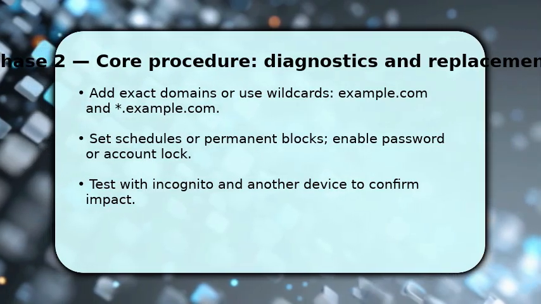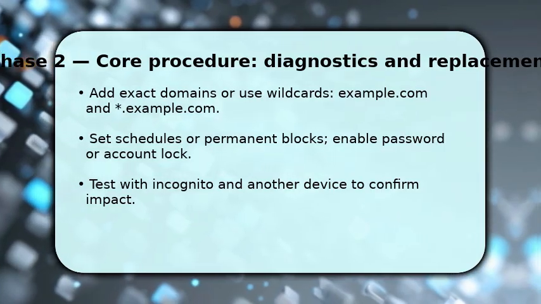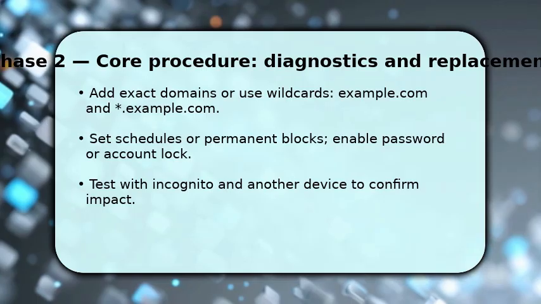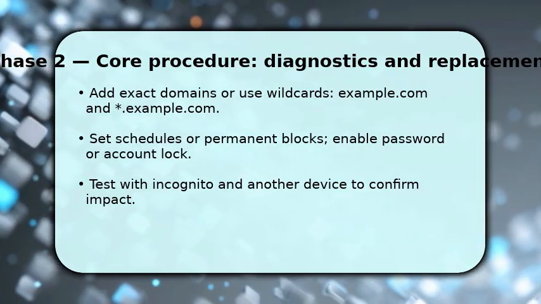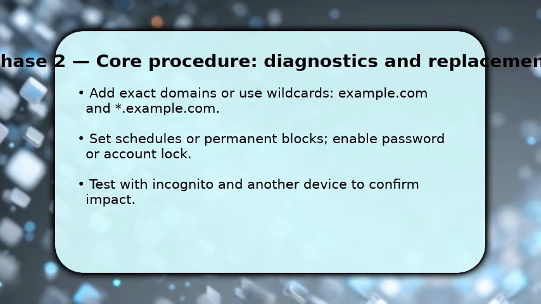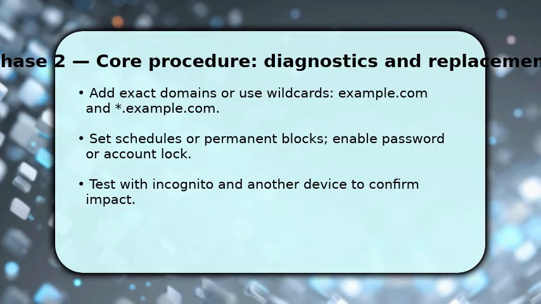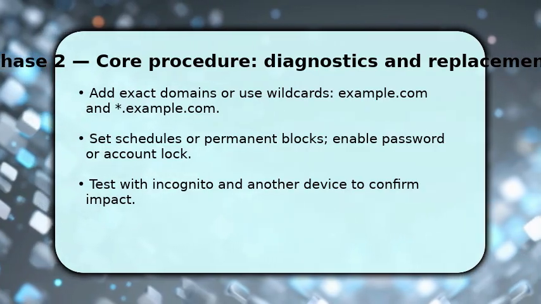In Google Admin, add the domain and use URL patterns with wildcards when needed. In Family Link, add sites to the blocked list and set time limits. If using an extension, enter exact domains and enable sync if you want the rule across devices. Once saved, enforce a password or admin lock so others can't remove the rule.